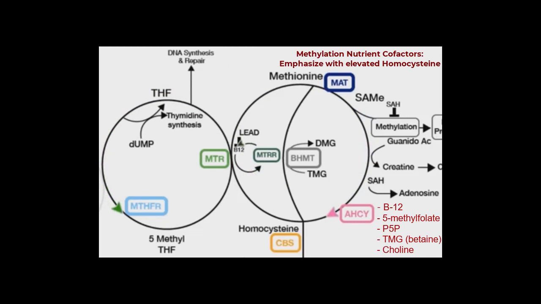There are 5 major nutrient cofactors that will remove excess homocysteine. So if you see elevated homocysteines on a blood test, you'll want to be including these 5 nutrients in some amounts in your diet. These 5 nutrient cofactors are B12, 5-methylfolate, pyridoxal 5-phosphate, P5P, which is an active form of B6, trimethylglycine, also known as glycine betaine or TMG, and last but not least is choline. These 5 nutrient cofactors are the major promoters of homocysteine remethylation.